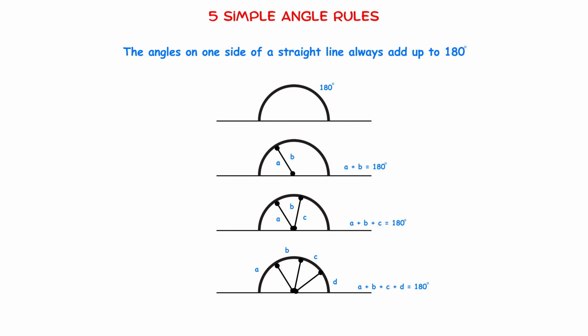The next rule is that all of the angles around a point on one side of a straight line always add up to 180 degrees. So when we only have one angle like this, the angle will be 180 degrees, but if we had 2 angles, say A and B, then A plus B would equal 180 degrees. Or if we have a point with 3 angles A, B, and C, then those angles would all add up to 180 degrees, and so on for however many angles we had.